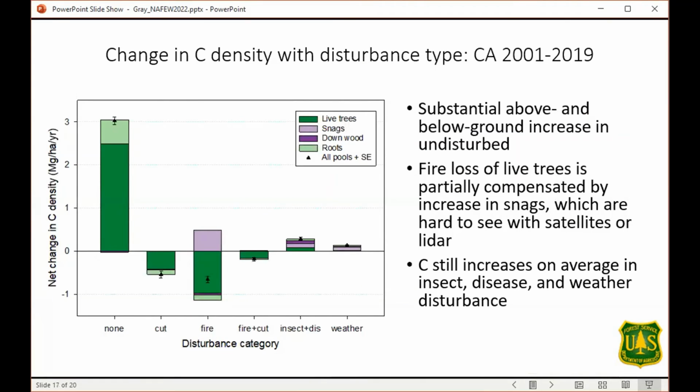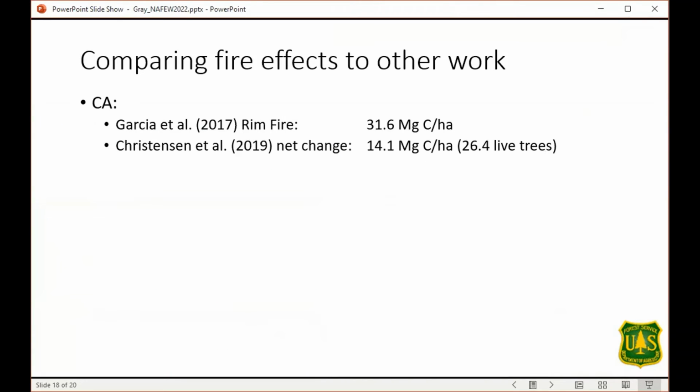So of course, that's just part of the picture, just the tree mortality. Obviously, in a fire, when your trees die, you get a decrease in live trees, but an increase in dead trees. So this just looks at how the different pools change across these different disturbance categories. We're hoping to bring in more of these other pools in addition to the live tree in future analysis.